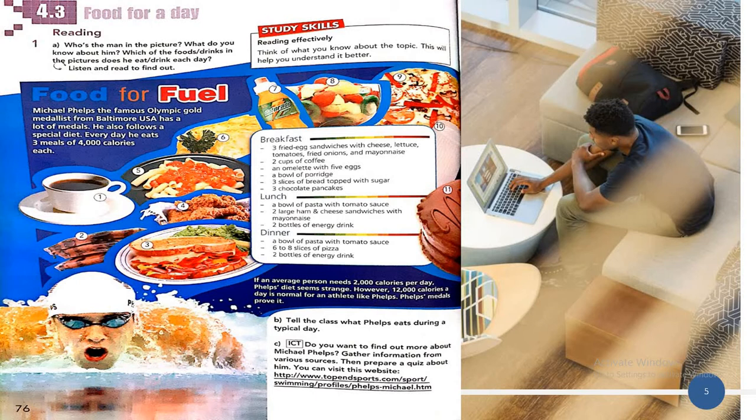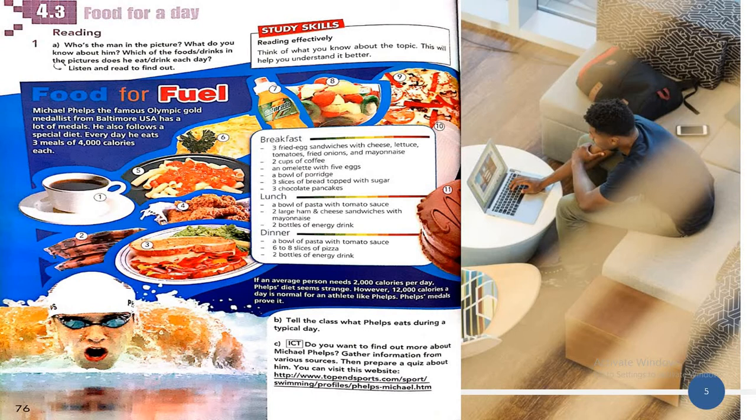Good. So the main topic of this lesson is food for a day. Look at the pictures and tell me what you see. We have pictures of food, and we have paragraphs, and also we have a person who is swimming. So let's start with reading.